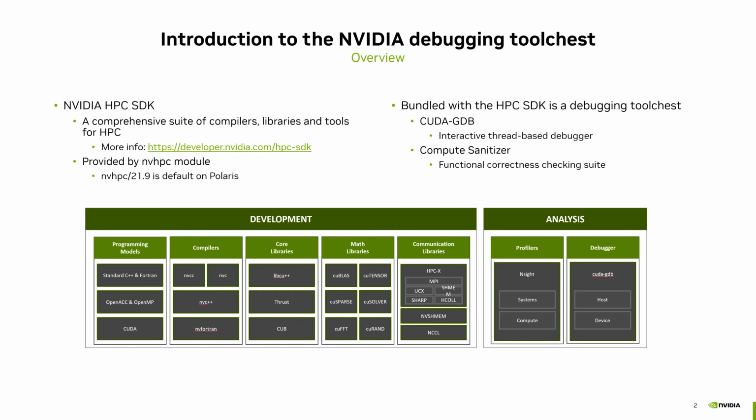On Polaris, we provide something called the NVIDIA HPC SDK. This is a comprehensive suite of compilers, libraries, and tools specifically designed for the HPC workflow. You can read more about what's included in the HPC SDK at this link. On Polaris, this is provided to you by the NVHPC module. By default, the NVHPC/21.9 module is default, and bundled with the HPC SDK is a debugging toolchest.